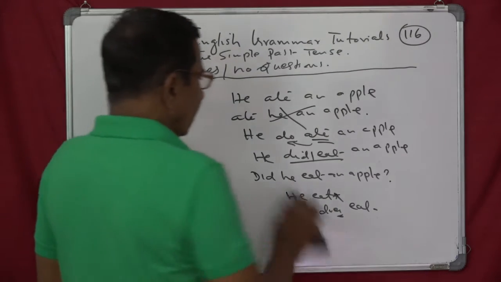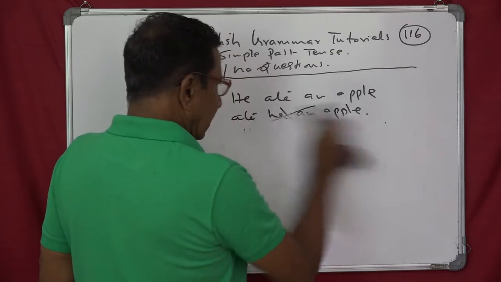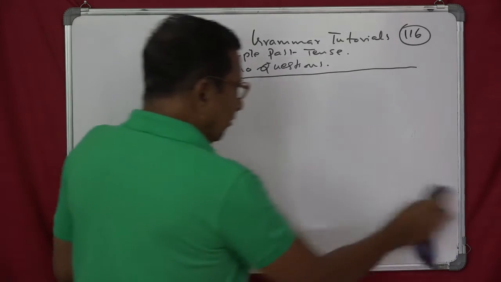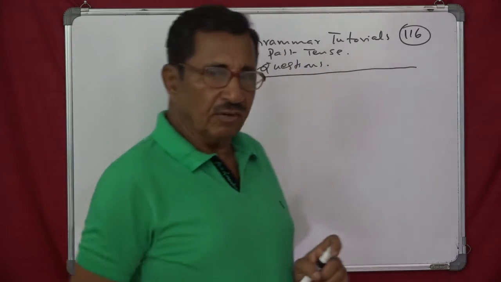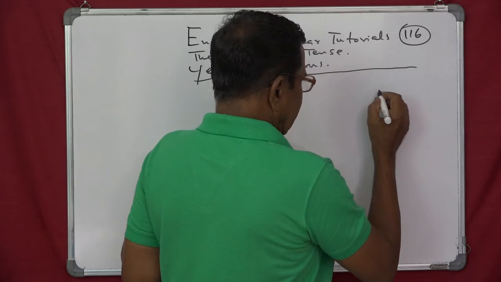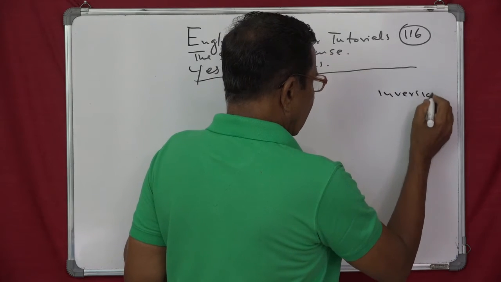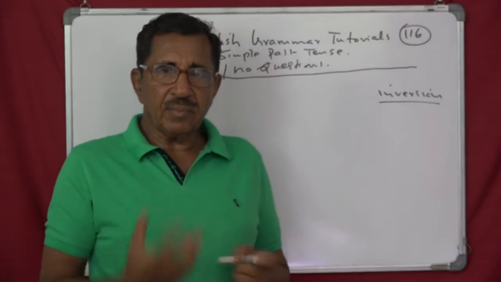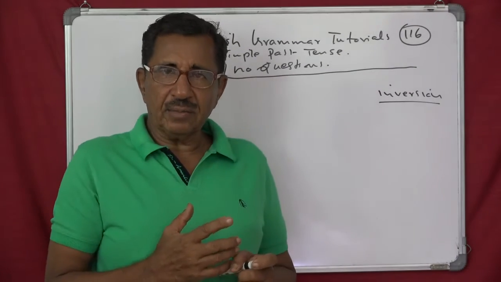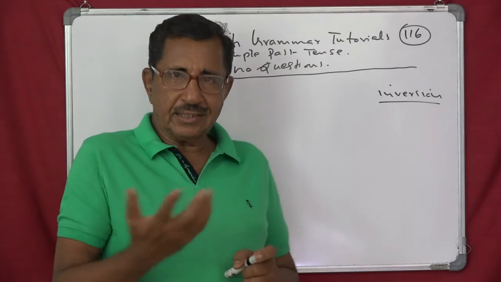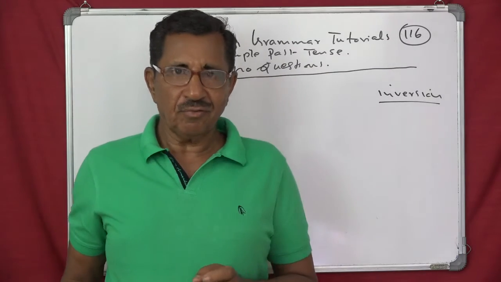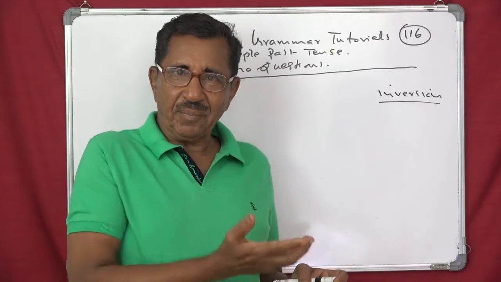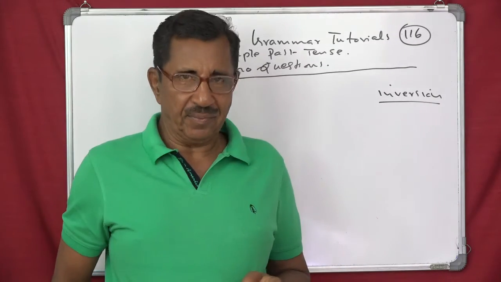Okay? So the yes or no questions are always made in English by way of inversion. Inversion means change of place. You change the place of the subject and the verb. And when the verb has got two parts, take the first part and put it in the front of the sentence. Or start the question with the first part of the verb. Like this. He ate an apple. He did eat an apple. Did he eat an apple?